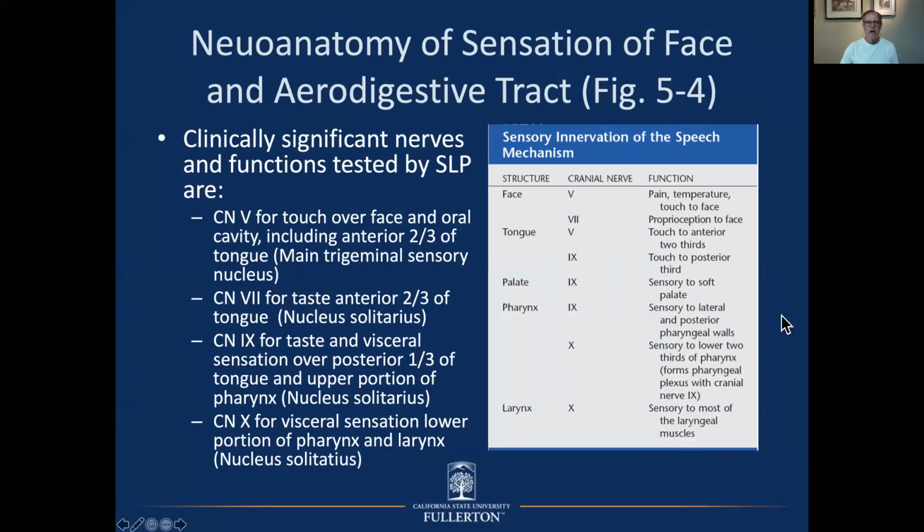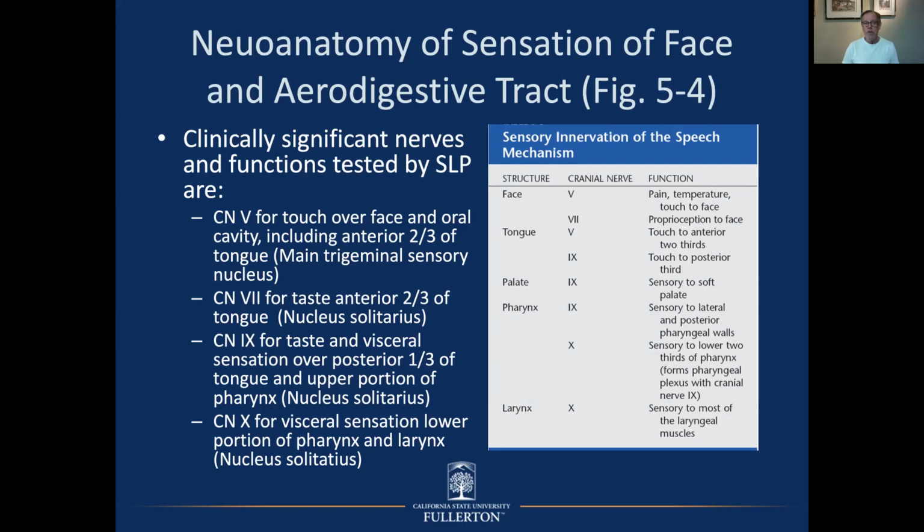So this particular image or figure does come from the book. It is figure 5.4. What it shows is the cranial nerves that we're concerned with that have sensory function. These are cranial nerves that are involved in speech production or in swallowing. The next slide will show all of the cranial nerves that have any sensory function at all, but these are the ones that are concerned with speech, so I wanted to emphasize those. They're clinically significant nerves, and their functions are tested by SLPs.